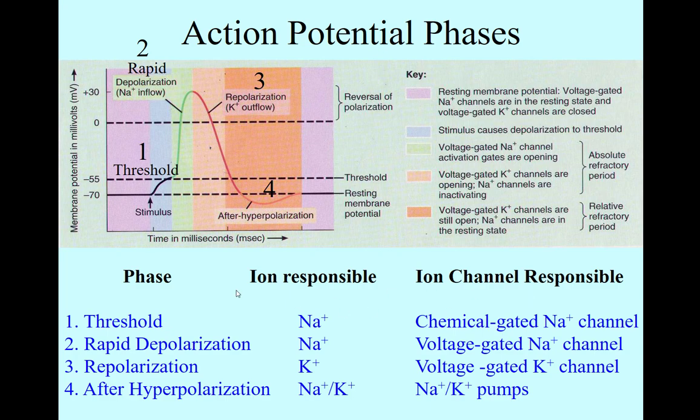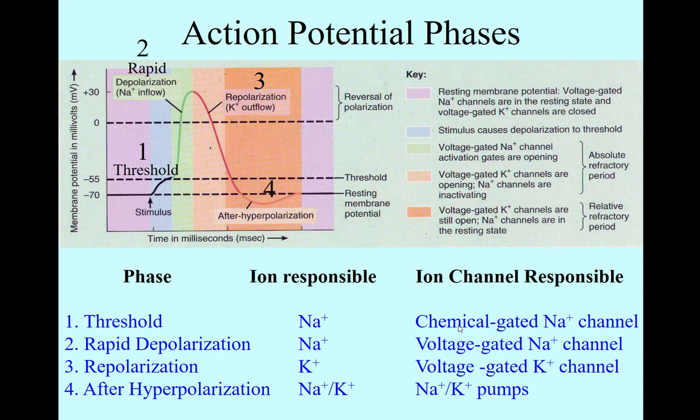And they're listed right here. The first is the threshold phase. So there's our -70 resting membrane potential. Now, something is stimulating the dendrites of a cell to provoke it to fire an action potential. That excitatory stimulus is undoubtedly a neurotransmitter that is binding to chemical-gated sodium channels. The neurotransmitter is the chemical.